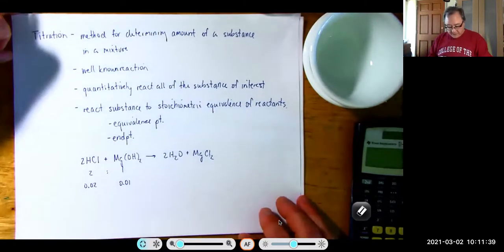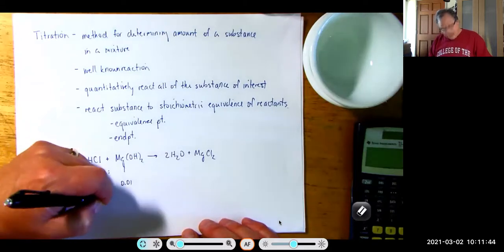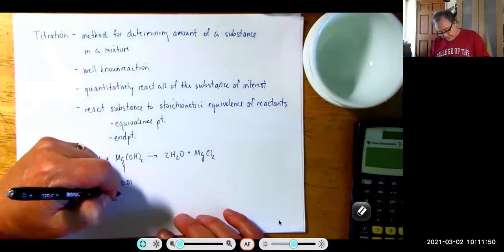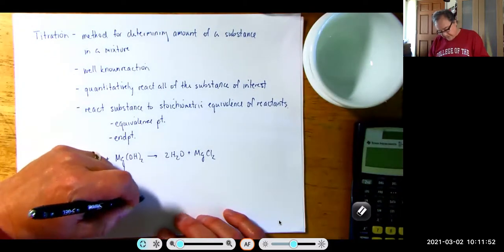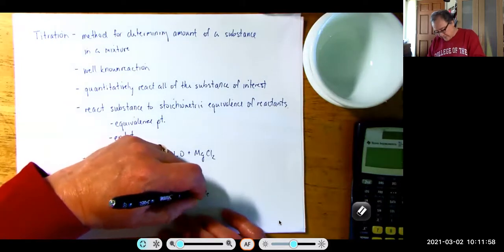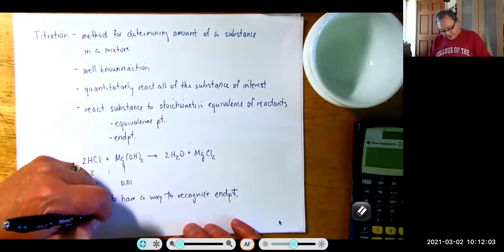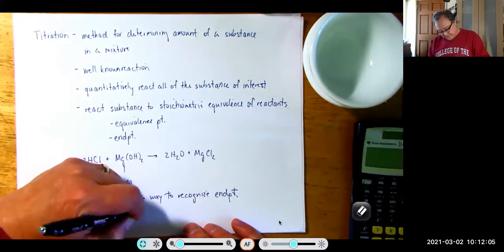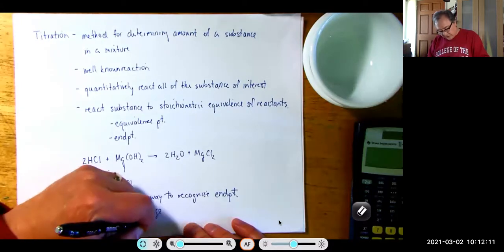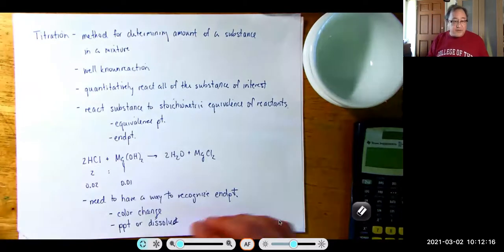One thing I did not write here that I do want to write is we need to have a way to recognize when we have reached the endpoint. For acid-base reactions, this is usually a color change. Sometimes it's a precipitation or something dissolves. So there's a number of different ways to recognize the endpoint.